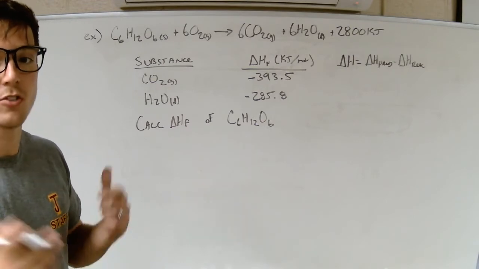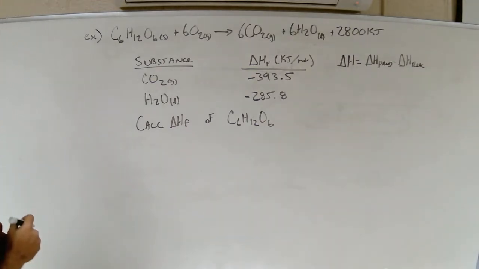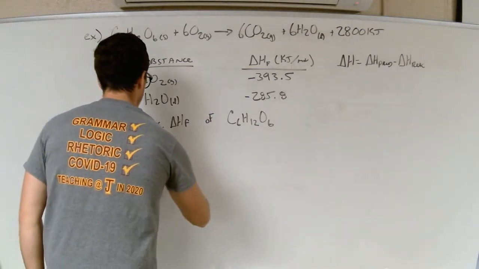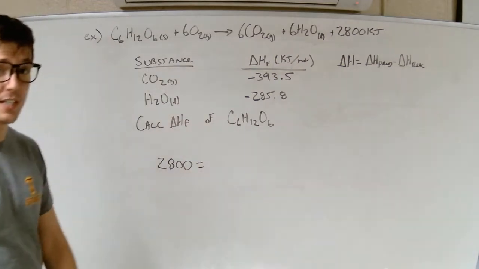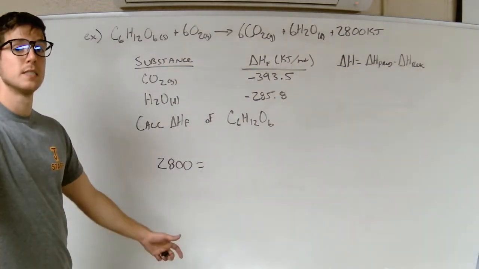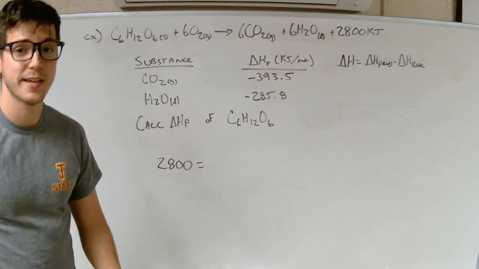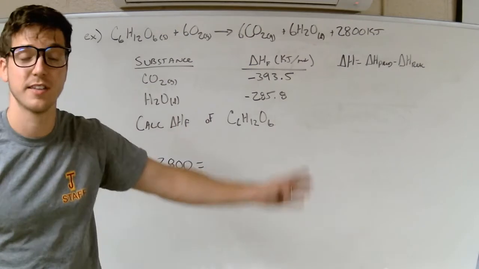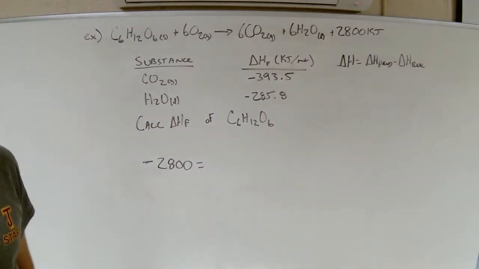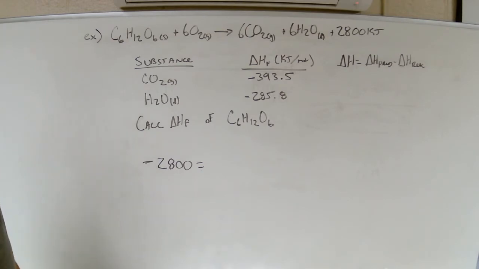So let's go ahead and write down what we know. Delta H for the whole reaction, 2800. Am I forgetting to do something here? Yes, right? Should it be positive or negative? Negative, right? Remember, heat is a product. That means heat was released at the end. So it'll be negative 2800. Then delta H of products.